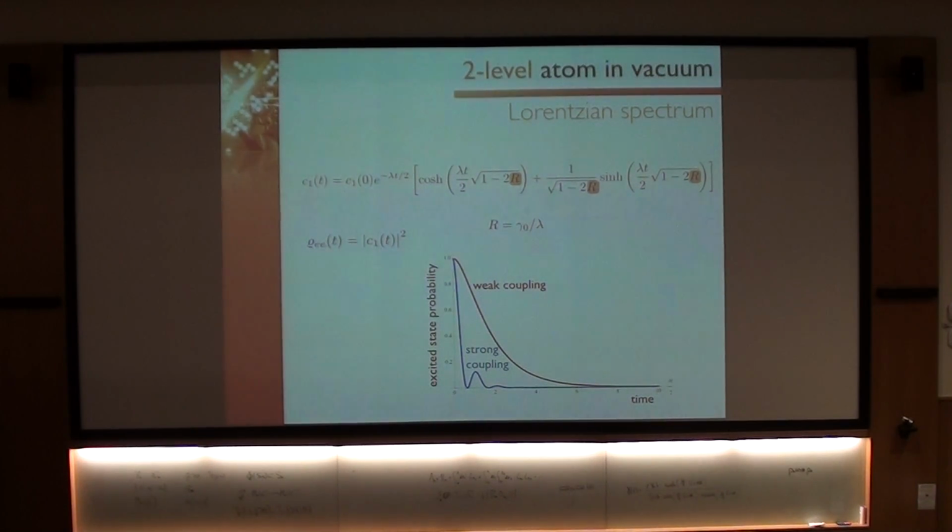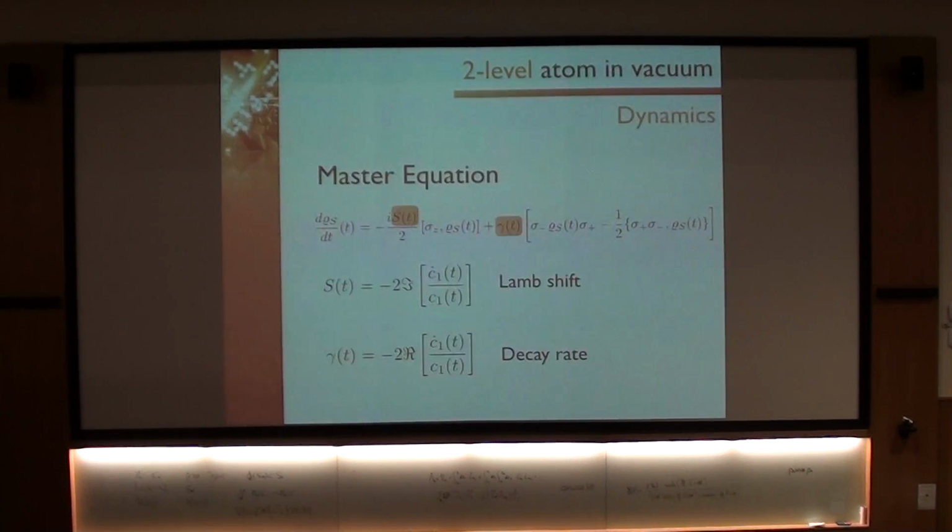Now there is a catch, and this is very important at this point. The catch is the following: if you study this gamma of t in more detail, you will find out that there exist certain times, which correspond to when the excited state probability goes to 0, at which these decay rates diverge.